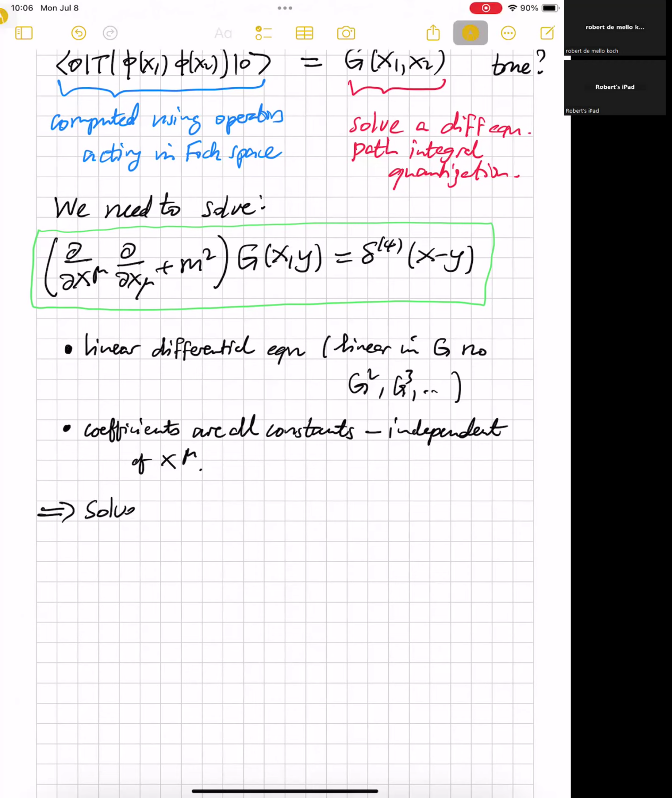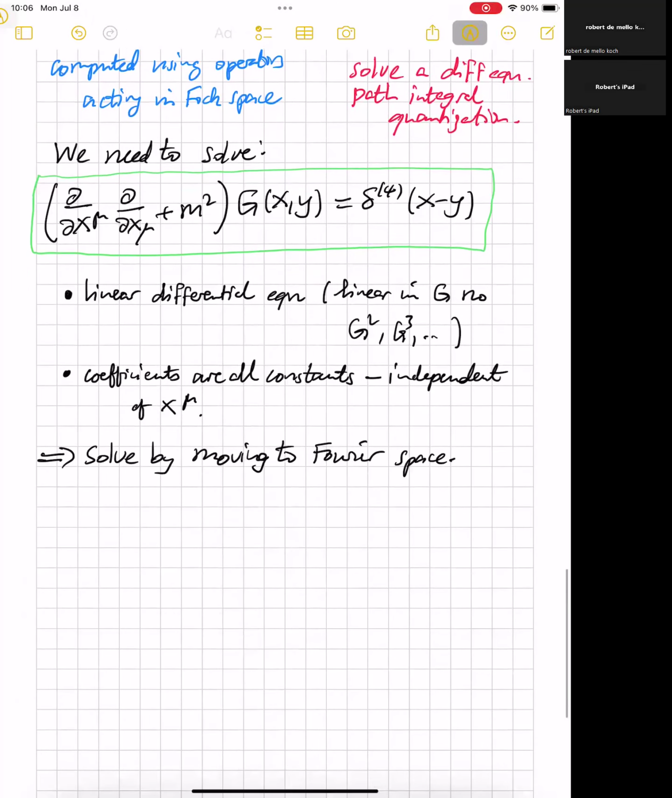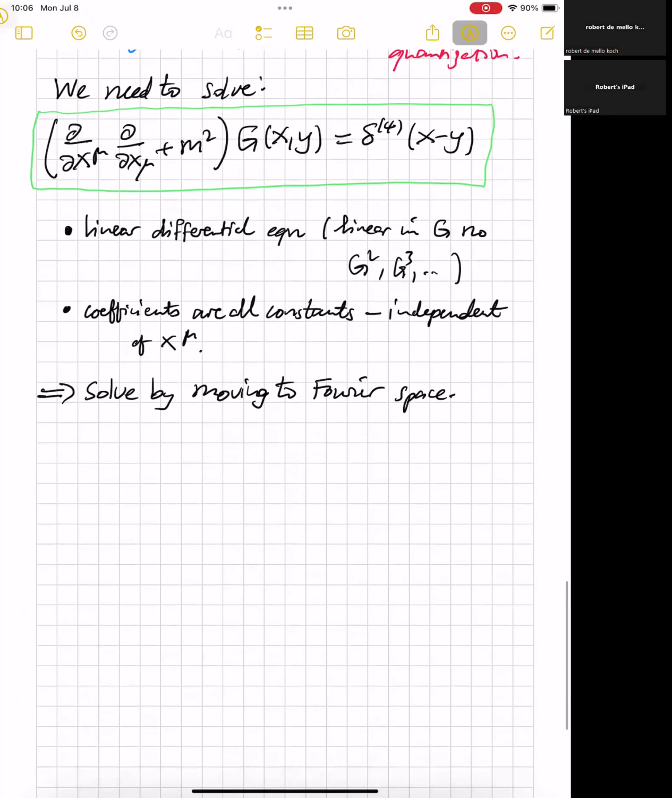Solve by moving to Fourier space. So let's talk about how you do that. To move to Fourier space, we're going to use the Fourier representation for the Green's function and for the delta function.